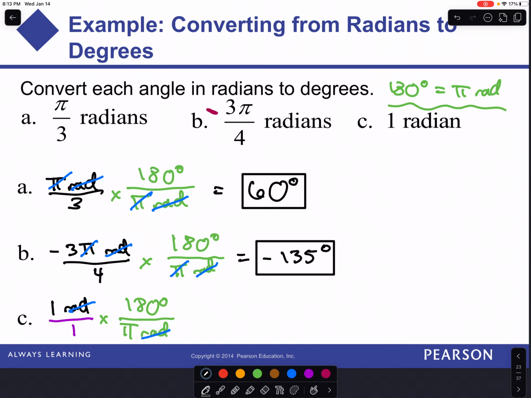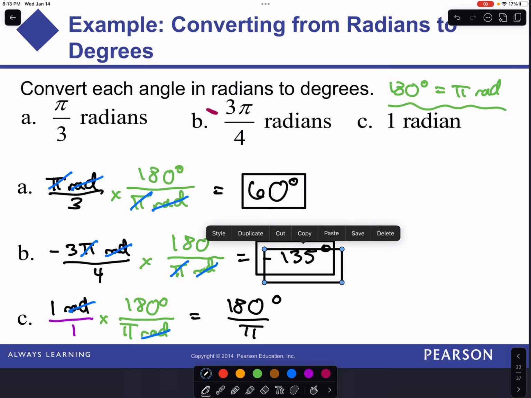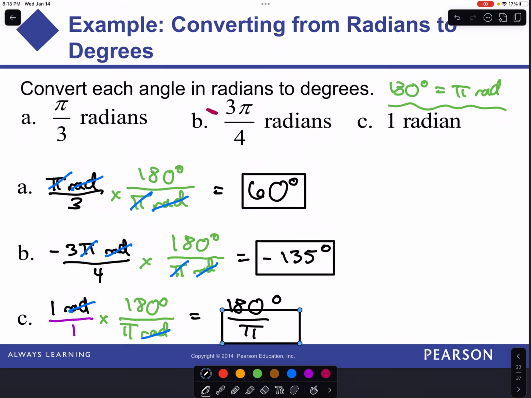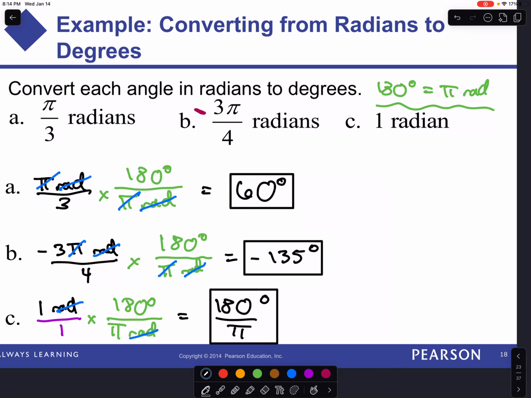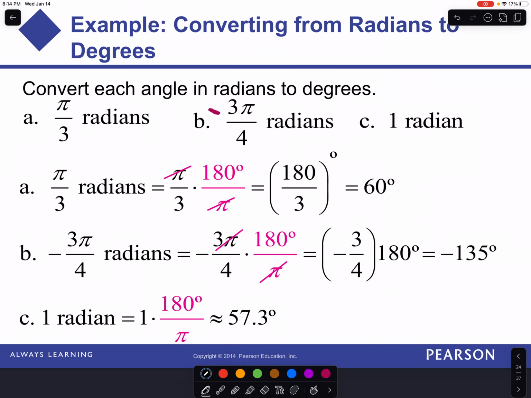And 180 over pi degrees. And then you just use your calculator to crunch that number. Okay, so let's compare this to our prepared notes to see how we did. 60, negative 135, 180 over pi degrees, 57.3 approximately.